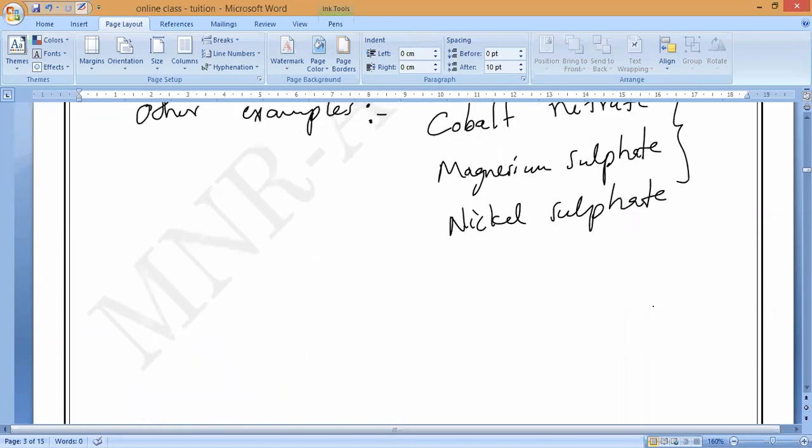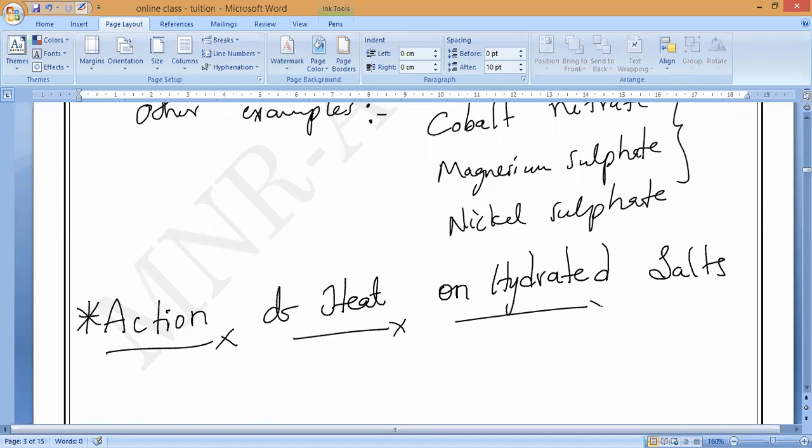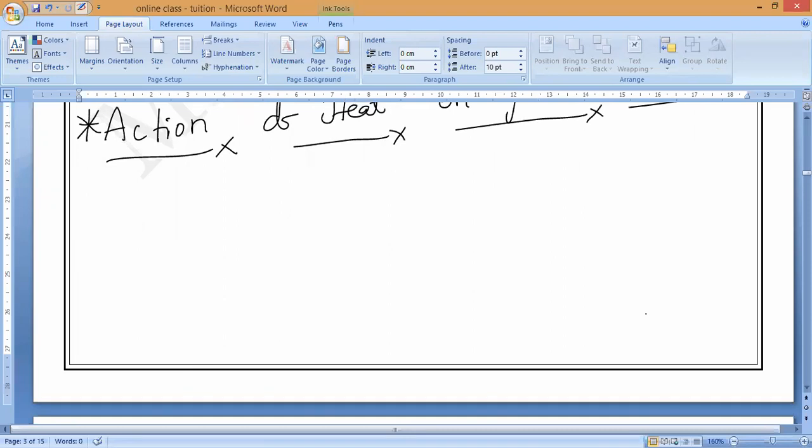Now, this is all about the hydrated salts. Next we are going to study the action of heat on hydrated salts. If I start heating hydrated salts, what will happen? If I have moisture and start heating, the moisture will disappear, yes or no?